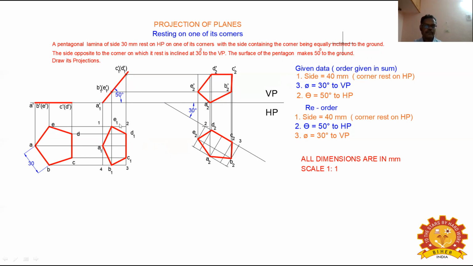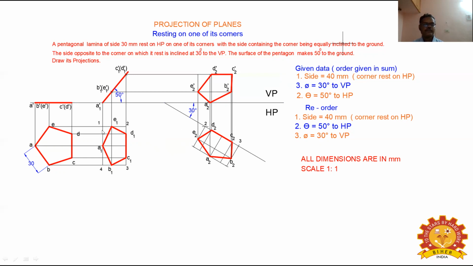This smaller pentagon is inclined 30 degree to VP. So draw a 30 degree line. Similarly, mark the outer rectangle box as 1, 2, 3, 4. For our convenience, we are going to transfer these points to the VP.